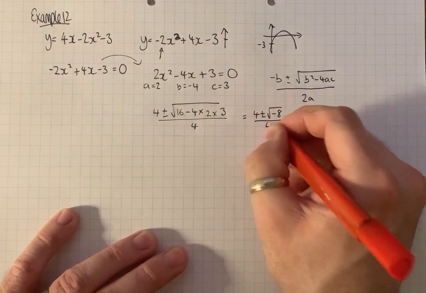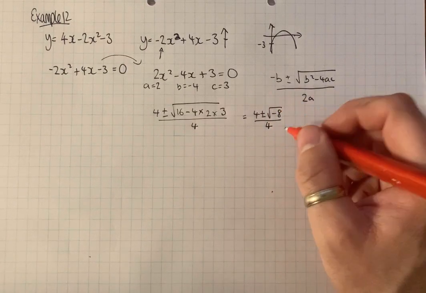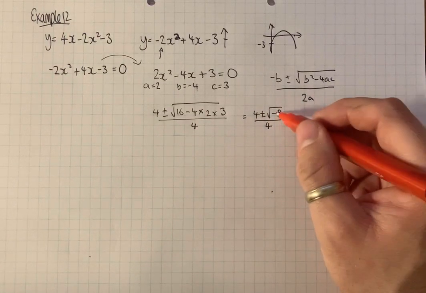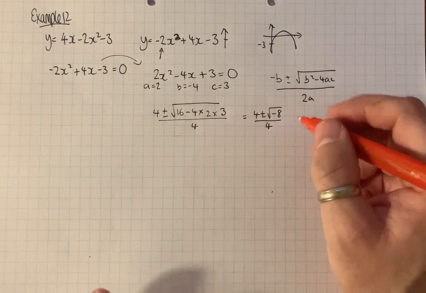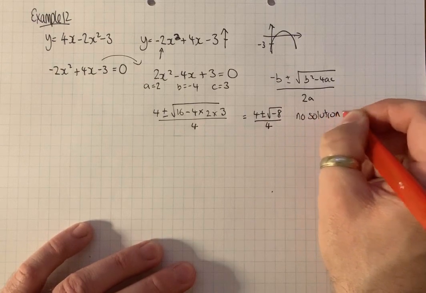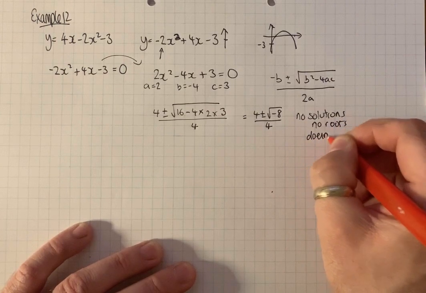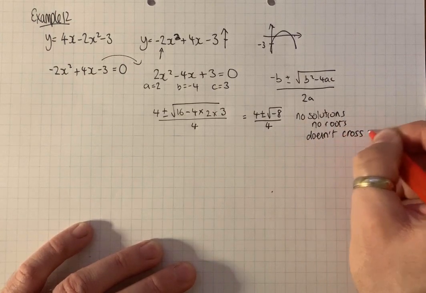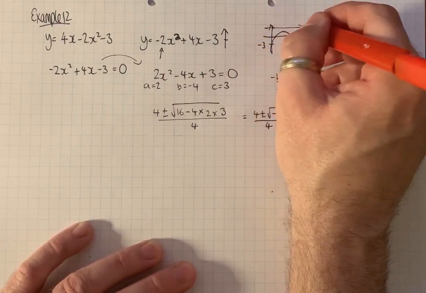Now you probably know we've got a problem. If you try and do that in your calculator, it'll say error. The reason being, you can't square root a negative. Well, you can, but you won't get a real solution. You get an imaginary solution. So there are no solutions, no roots, which means it doesn't cross the x-axis. So the curve would be above it somewhere.